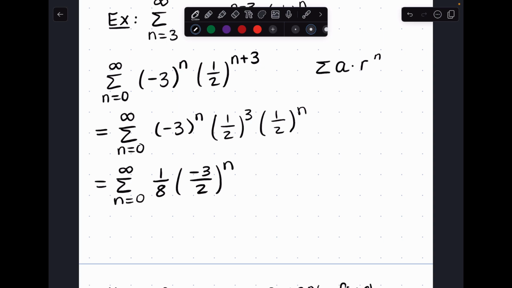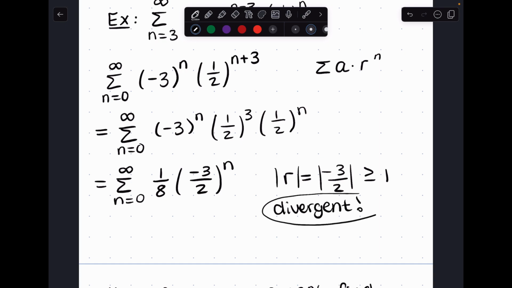Now, this series has an r, which is negative 3 over 2. Well, the absolute value of r is greater than or equal to 1, which means the series is divergent. And we can say it's divergent by geometric series.